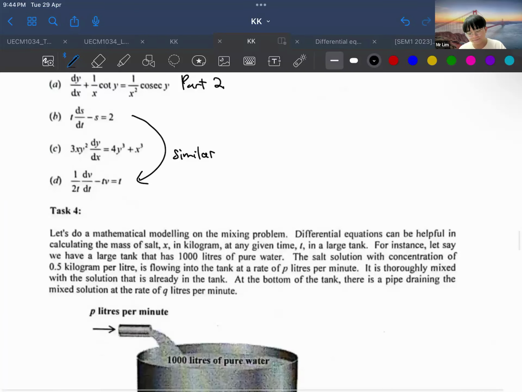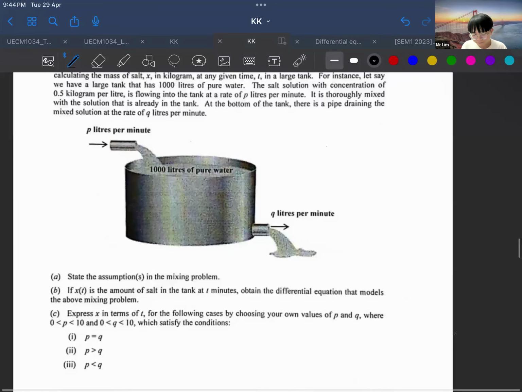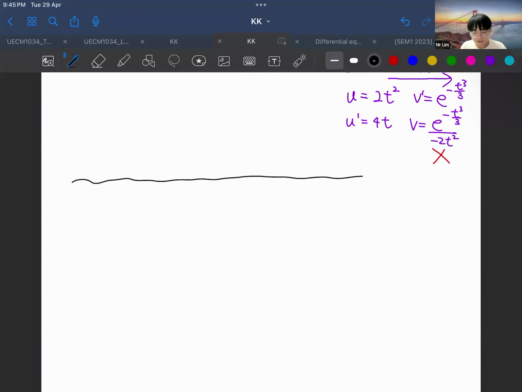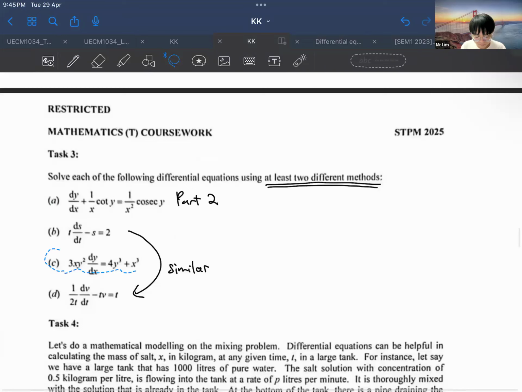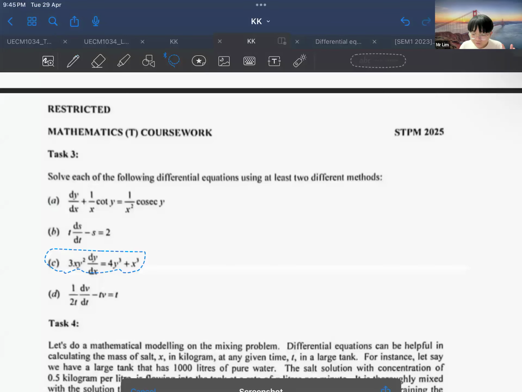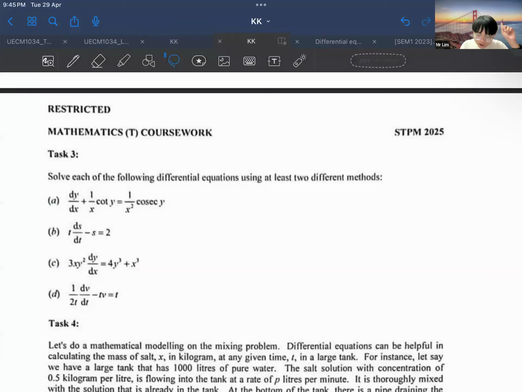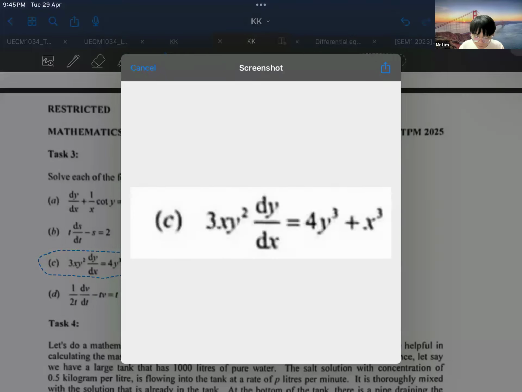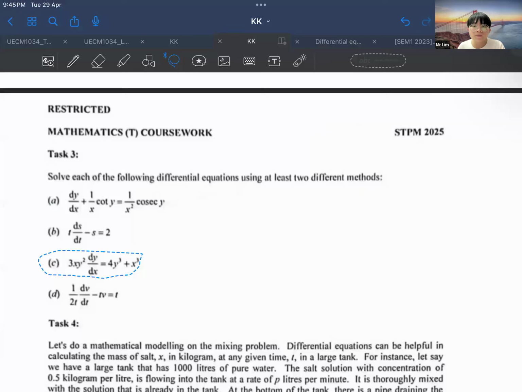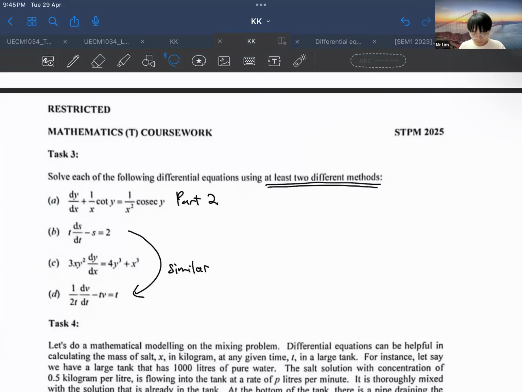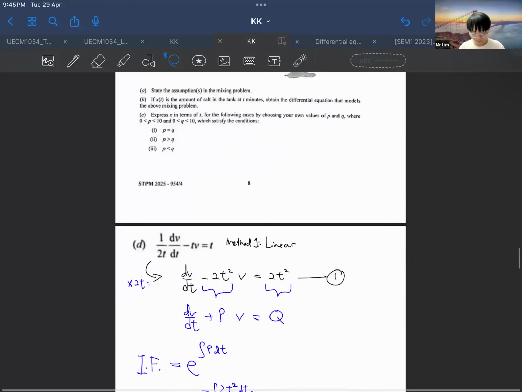For 3C, I forgot to copy. First question I want to ask, what kind of differential equation is this, based on the 3 that we already learned? Do you think linear, separable, or homogeneous? No need to give me a reason why, just say.